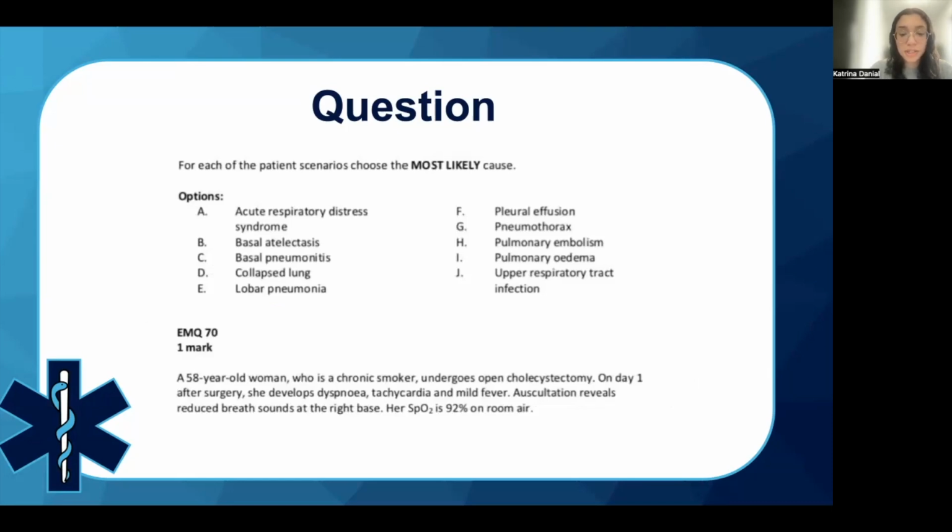All right, one more question. A 58-year-old woman who is a chronic smoker undergoes an open colectomy. On day 1 after surgery, she develops dyspnea, tachycardia, and a mild fever. Auscultation reveals reduced breath sounds at her right base. Her SATs are 92 on room air. Have a think about this.